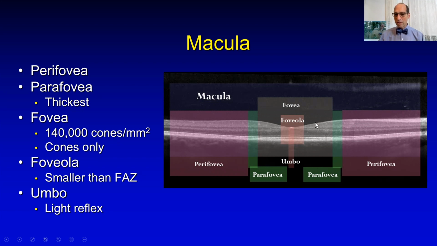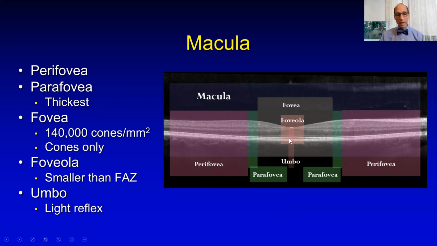The fovea is where it starts to dip, and that's only cones. It has a very high density of cones, 140,000 cones per millimeter squared. That's why, in the whole retina, when we do retina, what we try to save is the fovea. We'll do all sorts of horrible things to the retina in order to save the fovea.